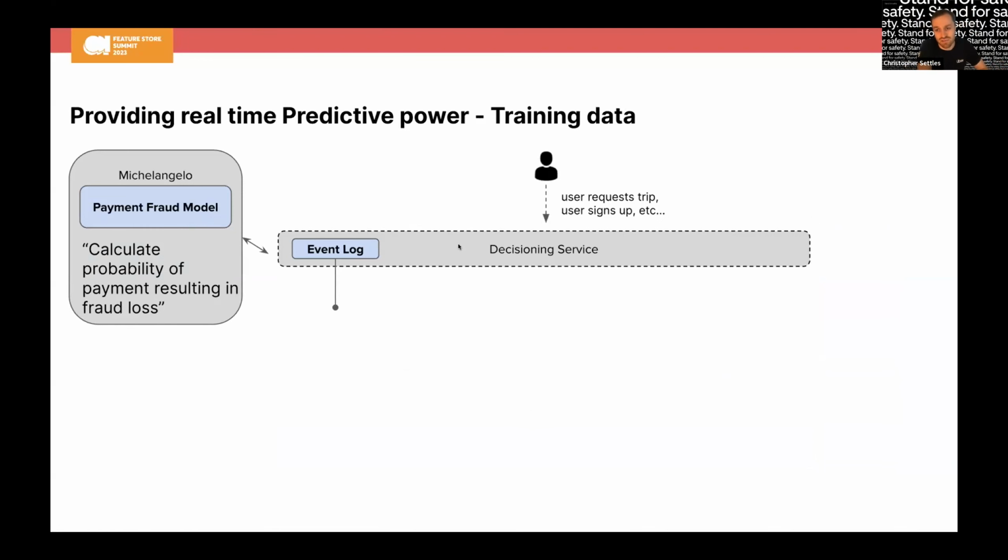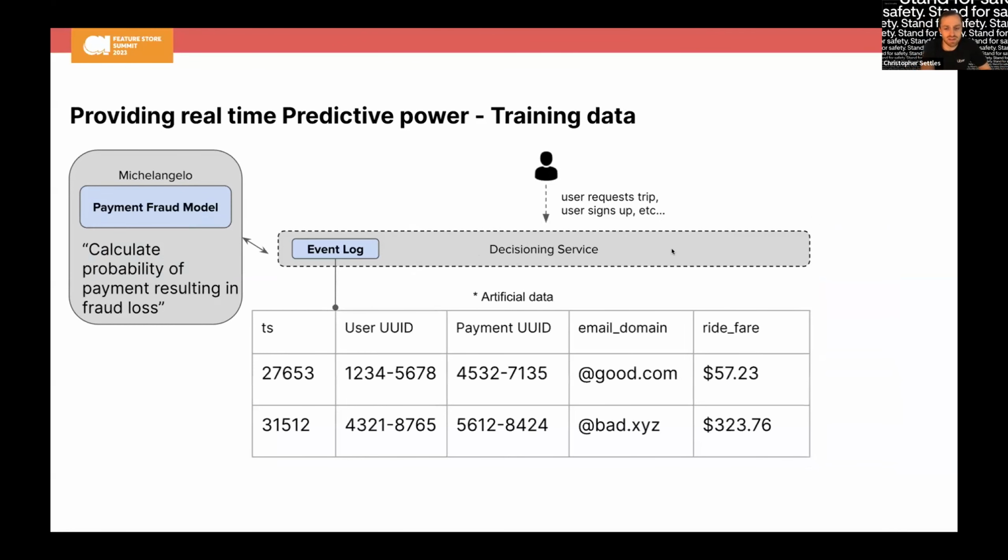Of course, whenever we train a machine learning model, we need data. And so the first thing we can start with is in this decisioning service, we have some log of events for every event that we've provided a decision for in the past. And this log may contain many entity values, such as the user that's acting, the payment that they used, the email domain of the user, maybe the fare that the ride cost the user, and maybe the timestamp that the trip happened at. This data is called our basis data.